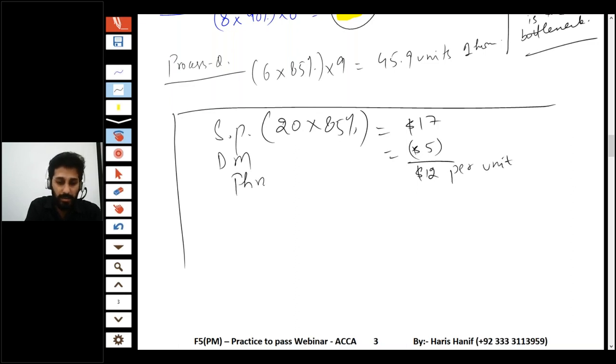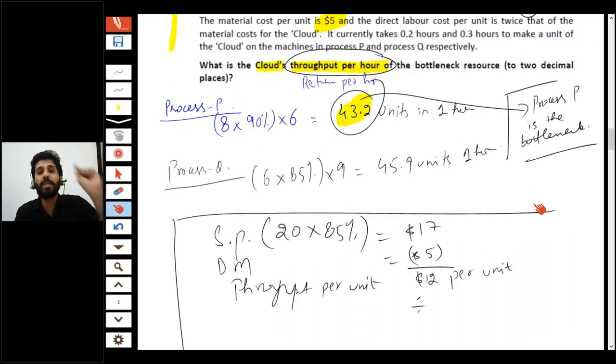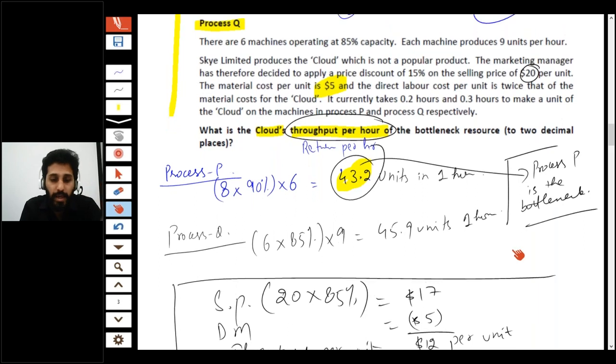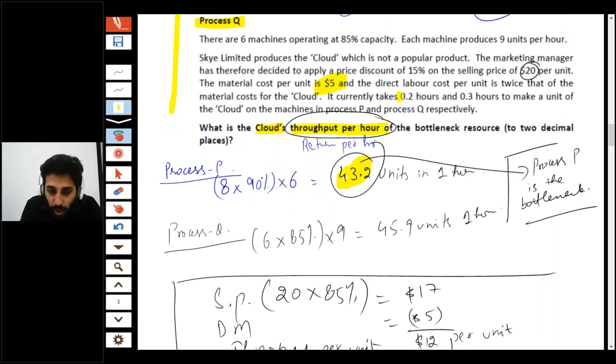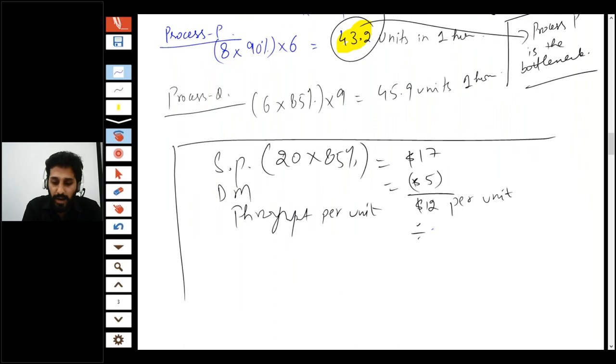And that will be termed as throughput per unit, divided by bottleneck. Which process is the bottleneck? Process P is the bottleneck. It currently takes 0.2 hours and 0.3 hours to make a unit on machine P and Q respectively. So I will take process P, the bottleneck, and divide by 0.2, and you will get $60 per hour.